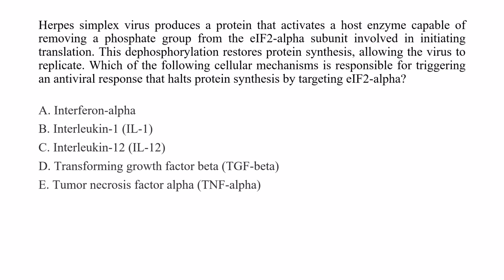initiation factor 2 alpha? Now, eukaryotic initiation factor 2 alpha plays a crucial role in regulating protein synthesis, particularly in response to cellular stress. It's a key component of translation initiation, and its phosphorylation status dictates whether protein synthesis is initiated or inhibited.